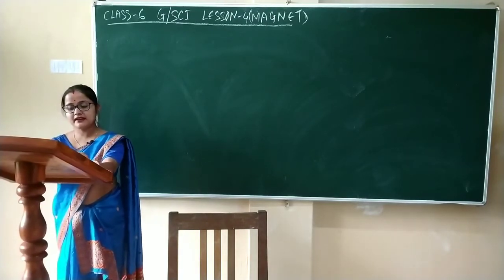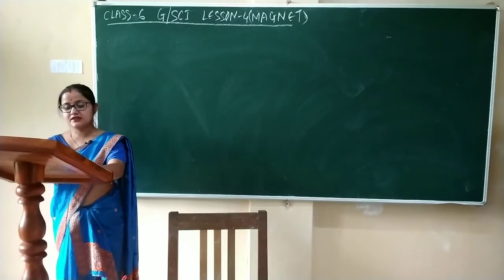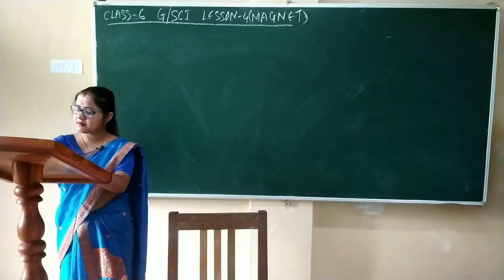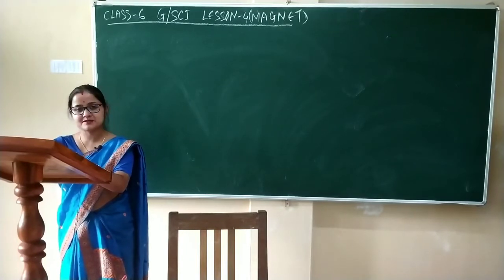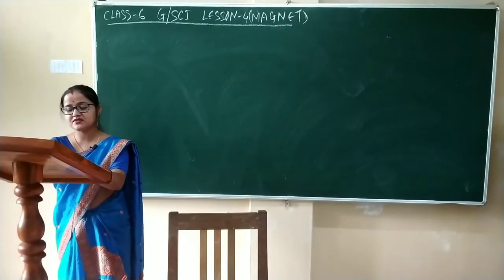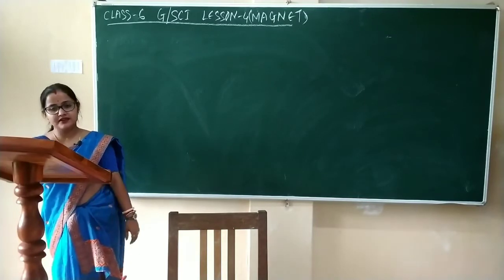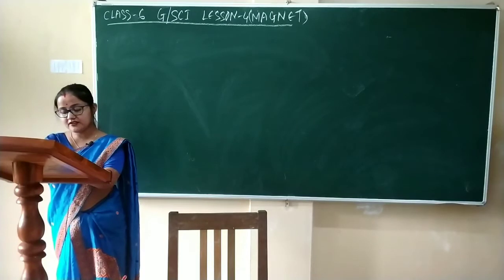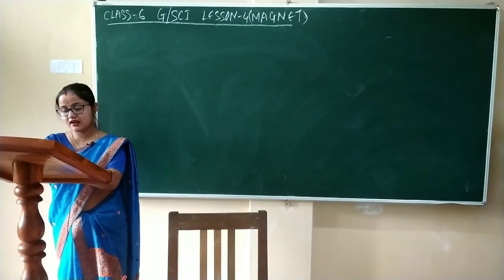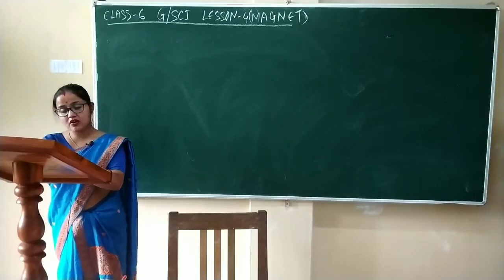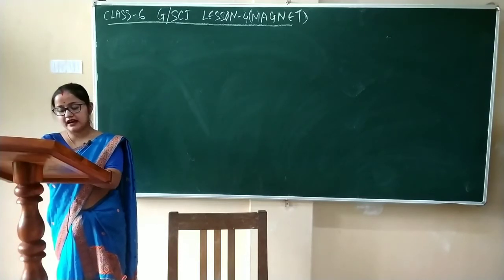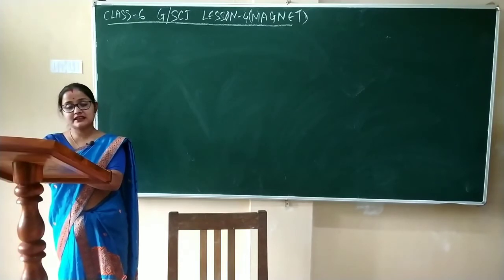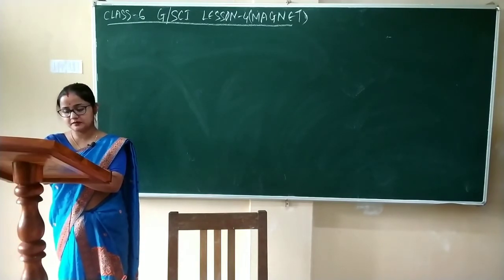If a bar magnet is suspended freely, it will always remain in north-south direction. Always remember, if a bar magnet is suspended freely, it will always remain in north-south direction. The end of the magnet that points towards the north is called the north-seeking end or north pole. The other end which points towards the south is called the south-seeking end or south pole.